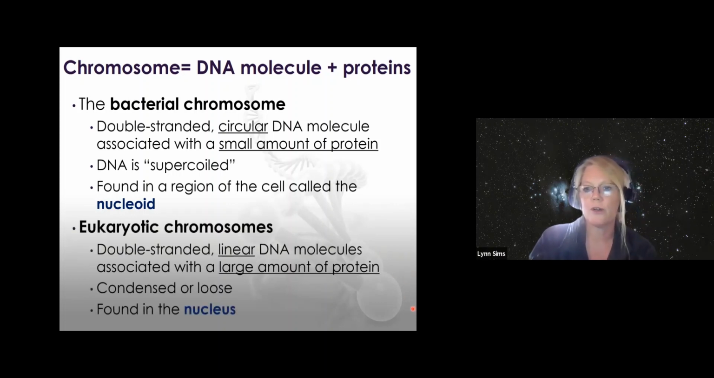Okay, now as opposed to that, eukaryotic chromosomes are linear. We've already talked about the significance of that in terms of telomeres and loss of DNA material, but they're all double-stranded. It's all the same DNA molecules, but the eukaryotic chromosomes are going to be associated with a lot more protein. And the chromosomes can be very condensed or compacted, or it can be loose in some areas. And the DNA of eukaryotic cells is found in the nucleus, so it's within the nuclear envelope.